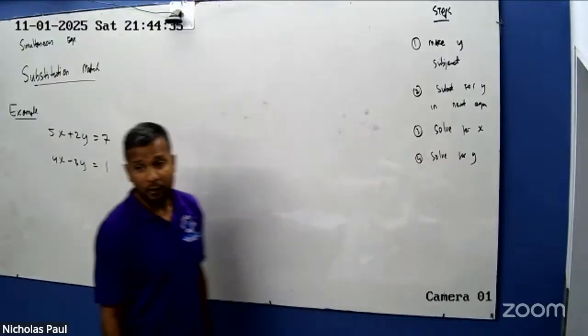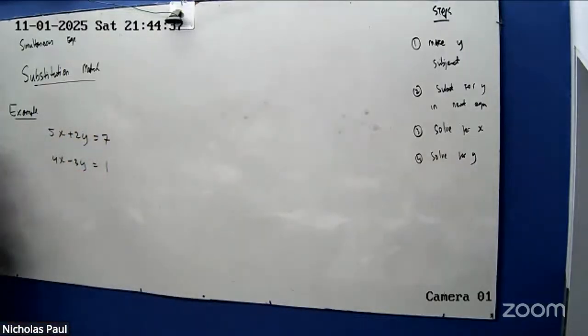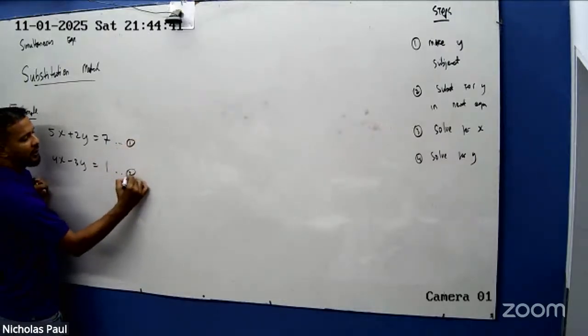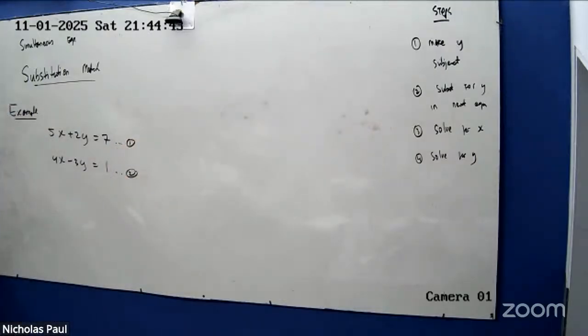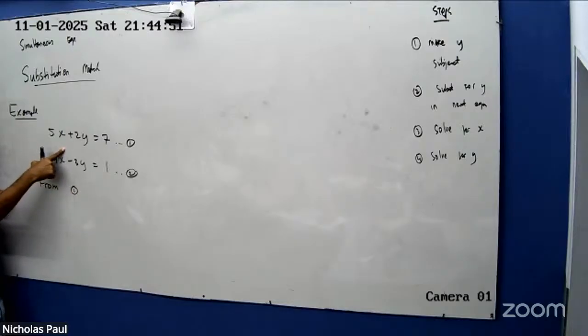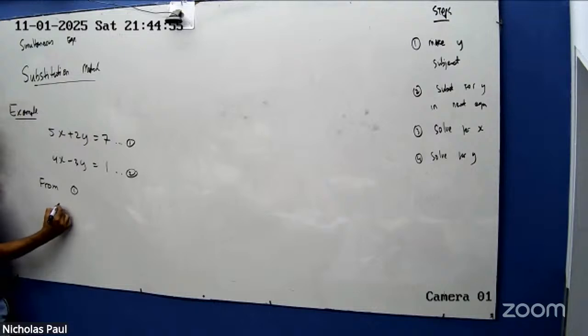All right. So we're gonna attempt that here. So let's call this equation 1. Let's call this equation 2. So from equation 1, I am going to make y the subject of the formula. Okay? So I have 5x plus 2y is 7.